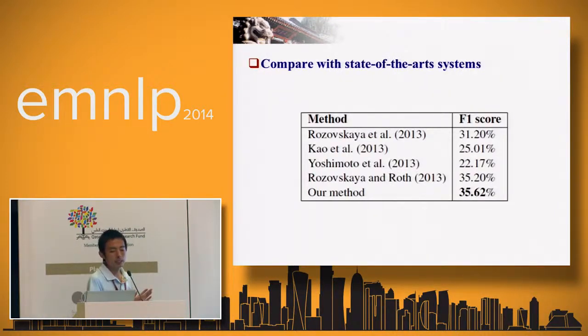And this is the comparison with the state-of-the-art systems, with performance measured in F1 score. A detailed description of the F1 score can be found in the shared task description paper. The first three are the top systems in that shared task, and the first one is the pipeline. The fourth one is the state of the art by last year, an integer linear programming-based method. And our method can outperform the state-of-the-art systems.